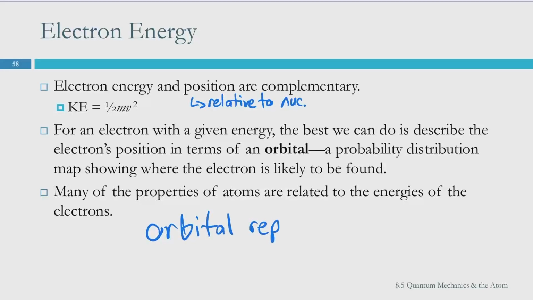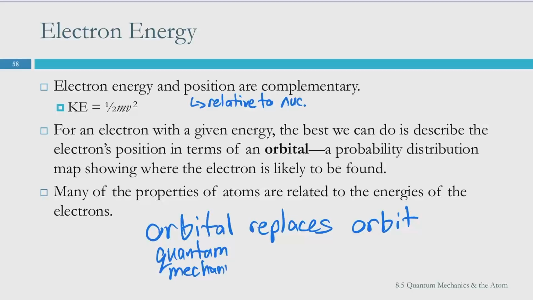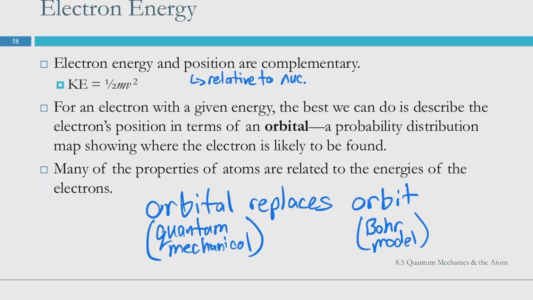Orbital replaces orbit. So orbital is our quantum mechanical term. This replaces orbits, which are from our Bohr model. So instead of nice, neat little tracks, we've got essentially shapes. Orbitals are shapes.